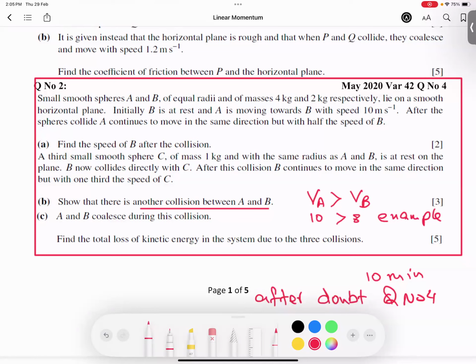You will find V from here, and after the collision you have A's speed. We can guess from here that another collision comes after that. After that you will find the speed of the whole system, because the spheres coalesce. And after finding this, what will you do? Find the loss in kinetic energy, starting from the beginning of the whole process. So take your time. I'm going to stop recording. First you try, then I'll do this question myself, inshallah.